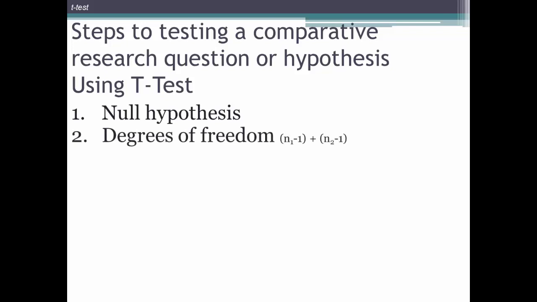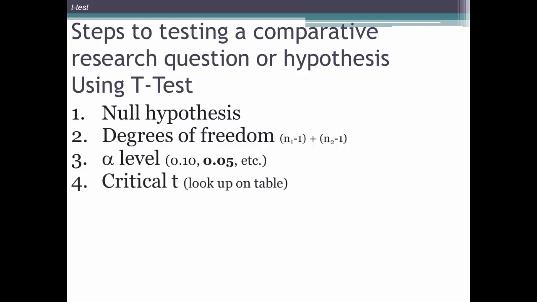You'll also need the degrees of freedom, which is the number of observations in the first group, minus 1, plus the number of observations in the second group, minus 1. You will also need to know your desired alpha level so that you can look up the critical t on a table, and so yes, you will need to have the critical t-values table.